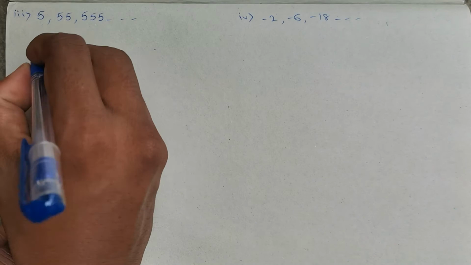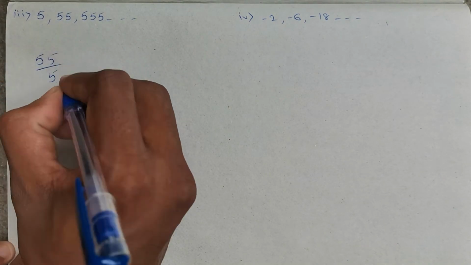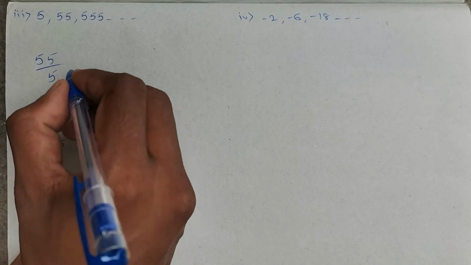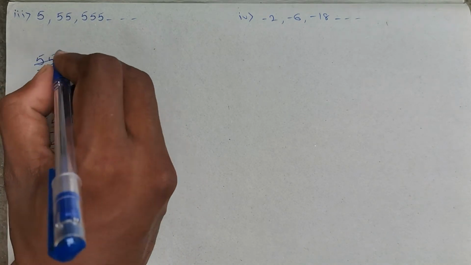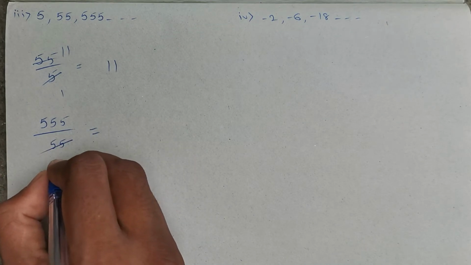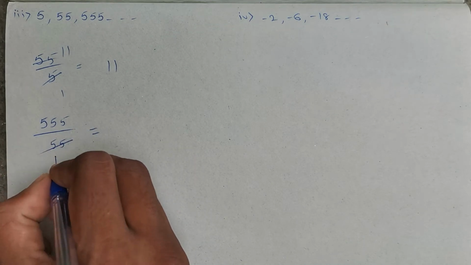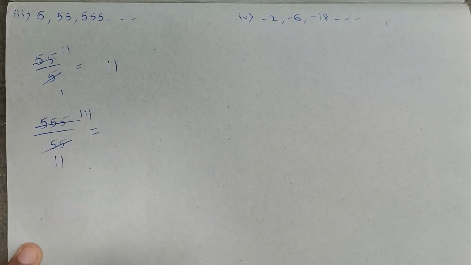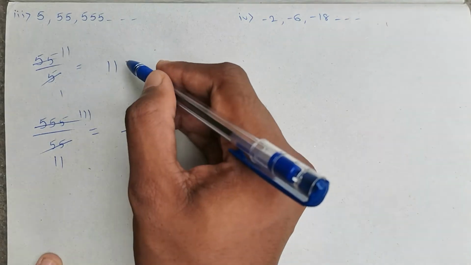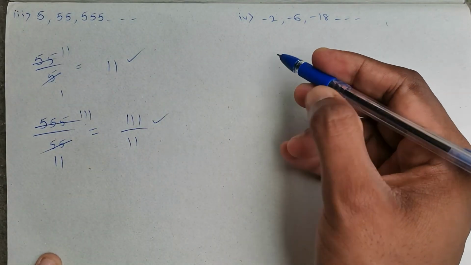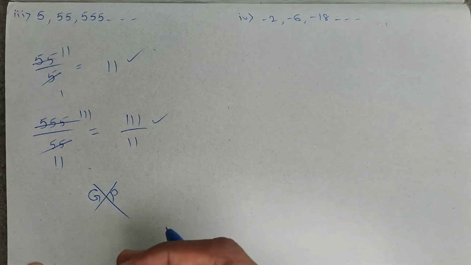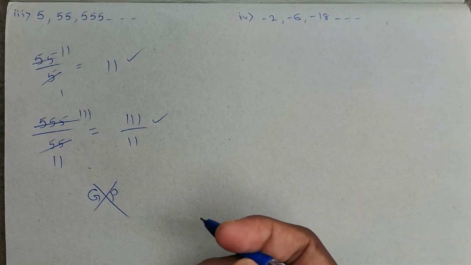Next question. Here second term 55 divided by first term 5. Third term 555 divided by second term 55. 55 by 5: 5 ones are 5, 11s are 55, so 11. 555 divided by 55: 5 11s are 55, 5 triple ones are 111 divided by 11. Here the ratios are completely different from each other. So this series is not GP. If it is not GP, no need to find the next 3 terms either.